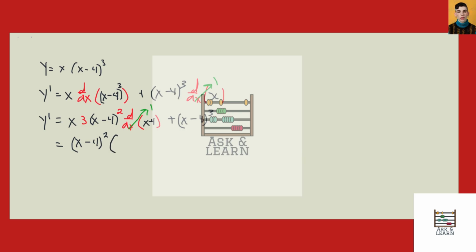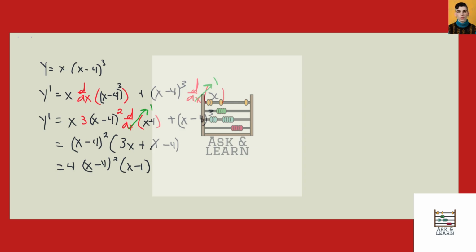And doing that will leave us with 3x plus x minus 4. So on the inside here, we get 4x minus 4. So we can factor a 4 out as well. So (x minus 4) squared, and then x minus 1.